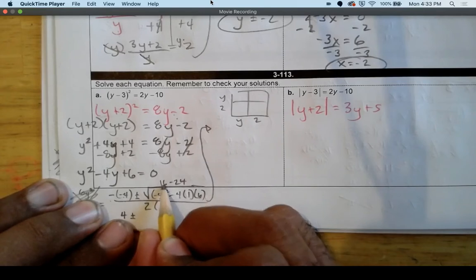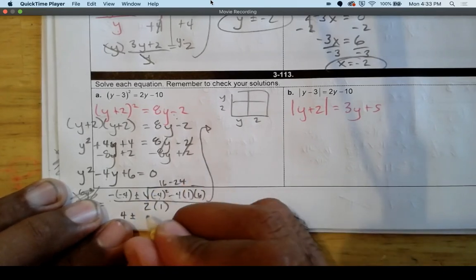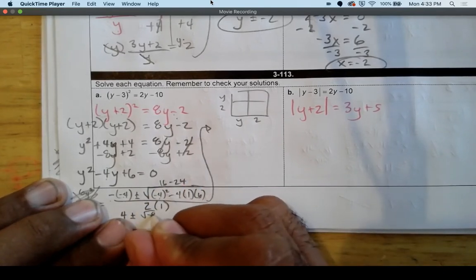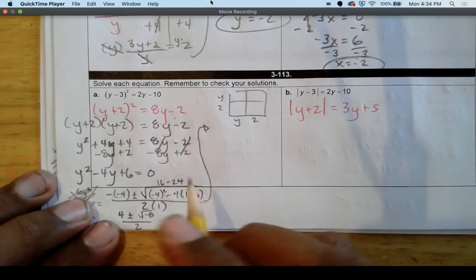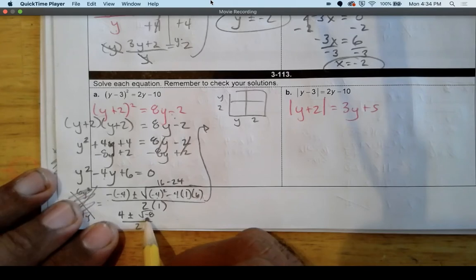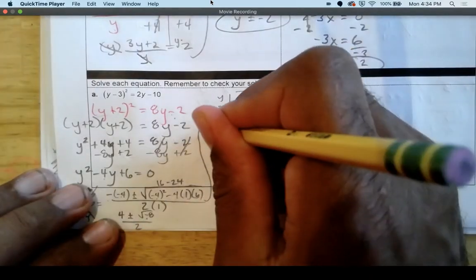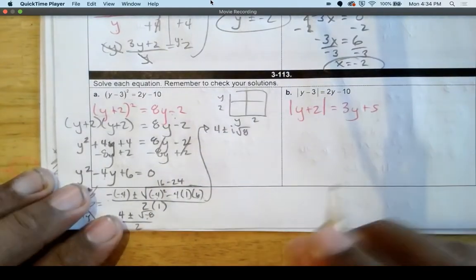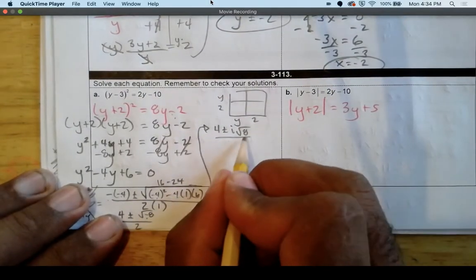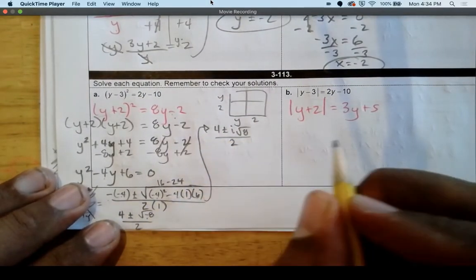And then on the inside here, we have 16 minus 24. So it ends up being the square root of -8, all over 2 times 1, 2. Okay, so now remember when you have a negative square root, you basically write it as, I put the i in front, and then you could take away the negative, and then I have 2 in the bottom.